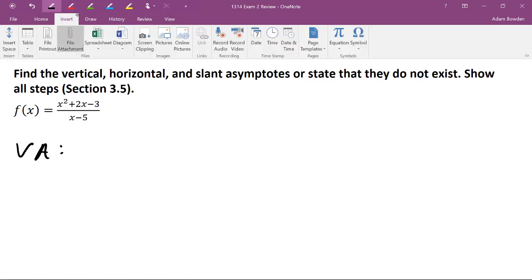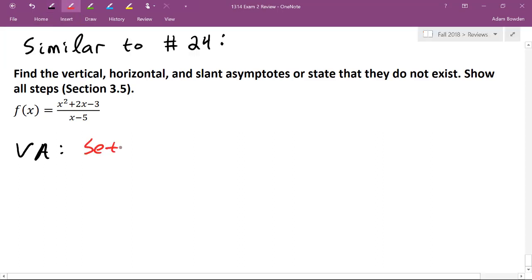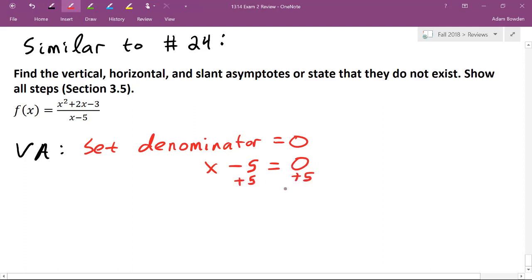To solve for the vertical asymptotes, what you do is you set the denominator equal to 0. So in this case, that would be x minus 5 equal to 0. And all you'll need to do is add the 5 over, and x equals 5 would be your vertical asymptote.